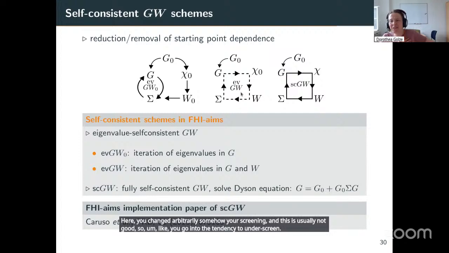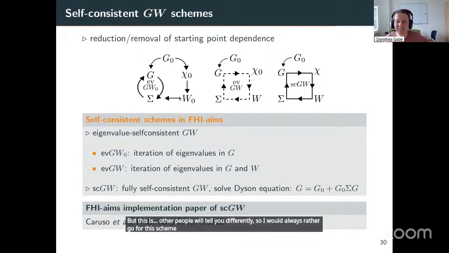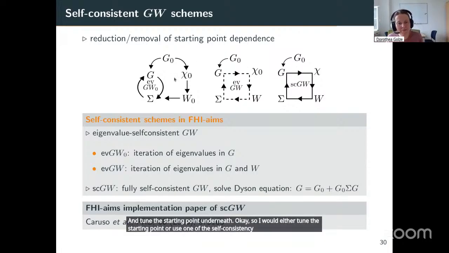But other people will tell you differently. I would always rather go for this scheme, because it is basically separating quasi-particles from satellites, and it's doing something in the theory that I understand, whereas here it seems arbitrary to increase the screening. But a lot of people like that, and tune the starting point underneath. So I would either tune the starting point or use one of the self-consistency schemes. My proposal is to use evGW0 at a PBE functional, which usually works well, or use G0W0 at PBE0.